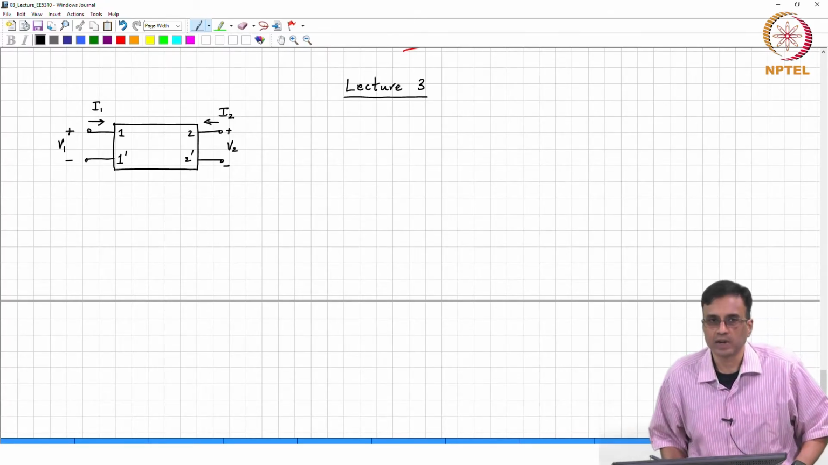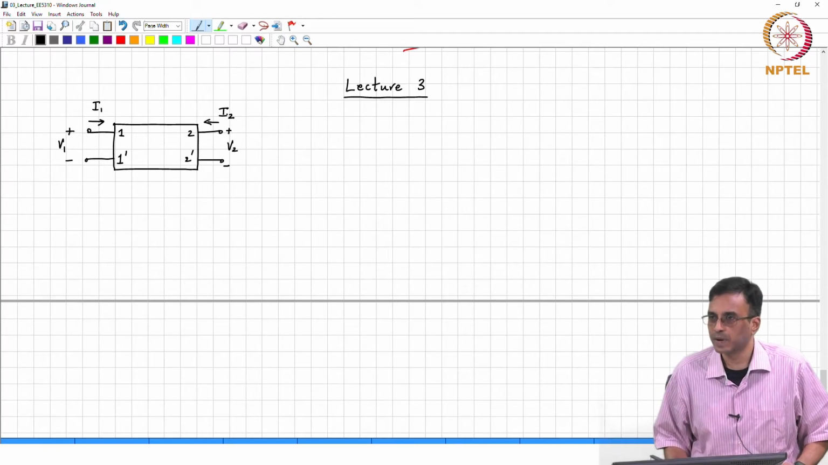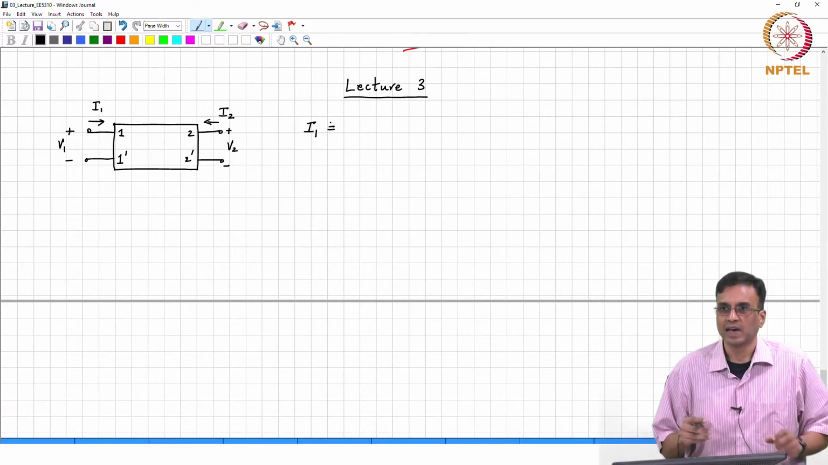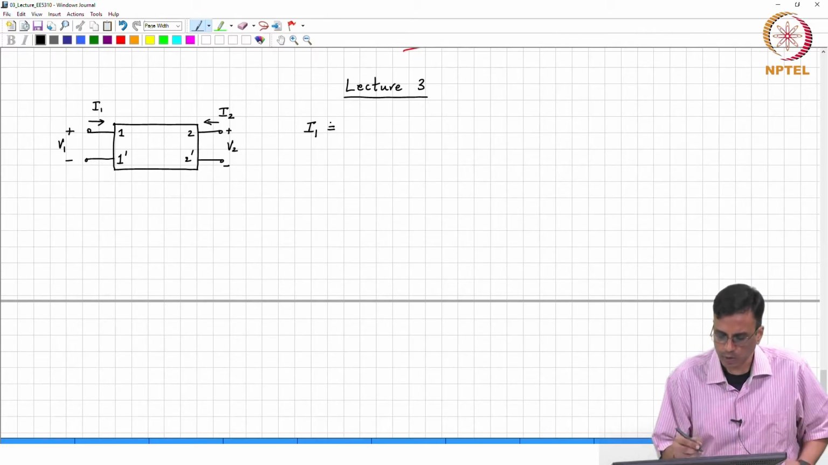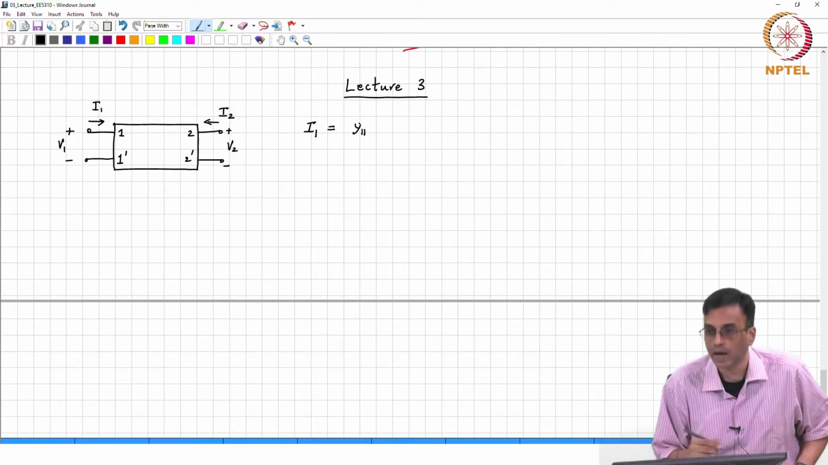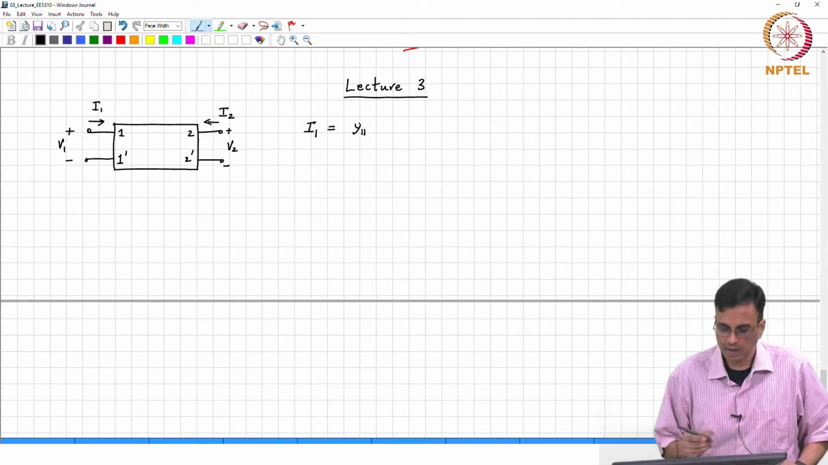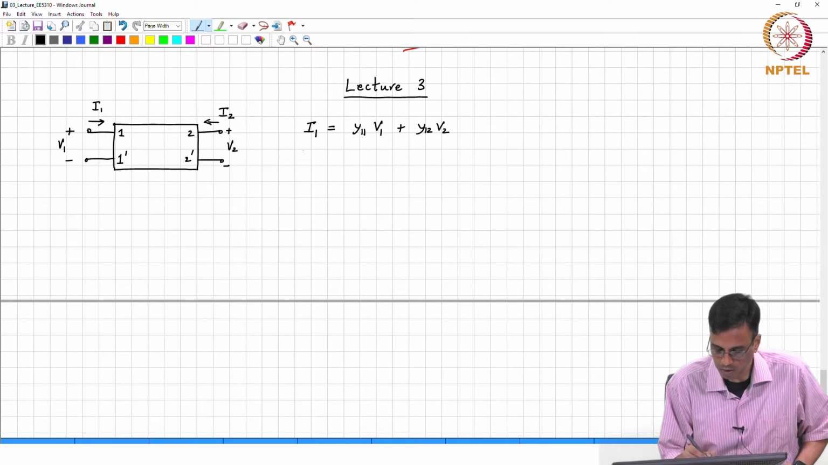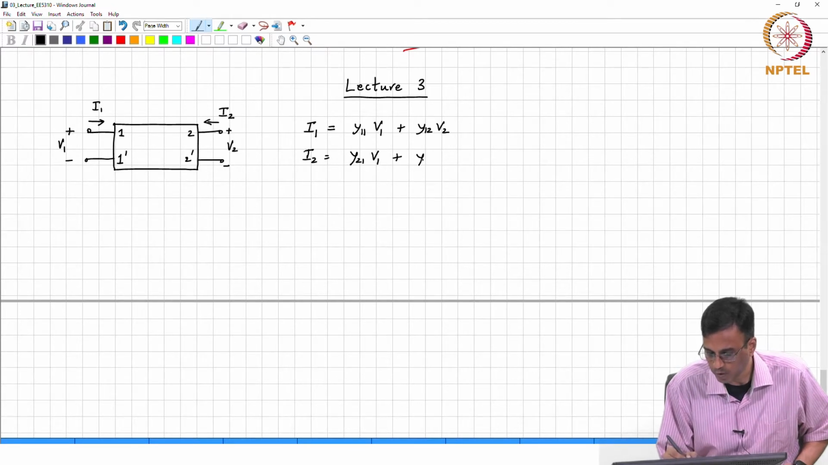When you describe a two port network using y parameters, what are the independent variables and what are the dependent variables? V1 and V2, the port voltages are independent, and the port currents are dependent. Because it is a linear network, the port current I1 is a linear function of V1 and V2, and the constants of proportionality therefore have to have dimensions of admittance. So, that is I1 equals Y11 V1 plus Y12 V2, I2 is Y21 V1 plus Y22 V2.